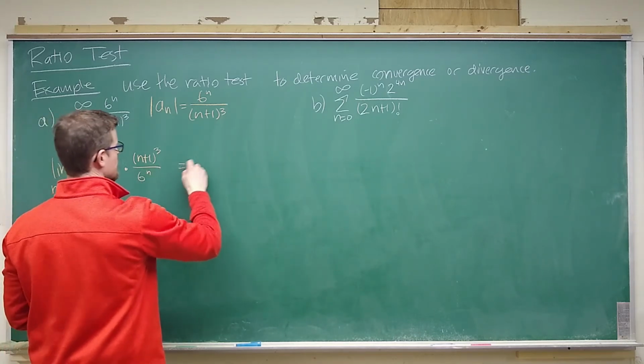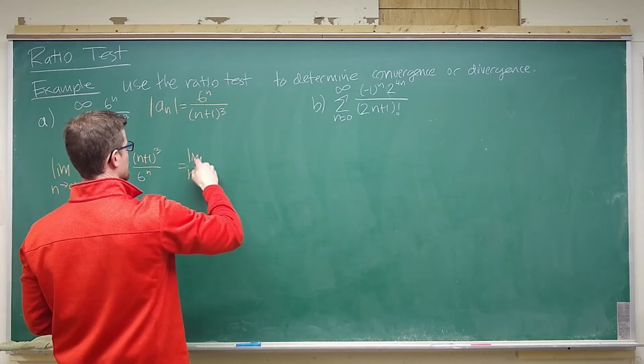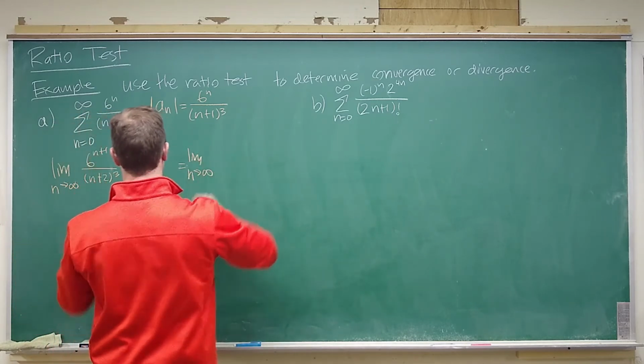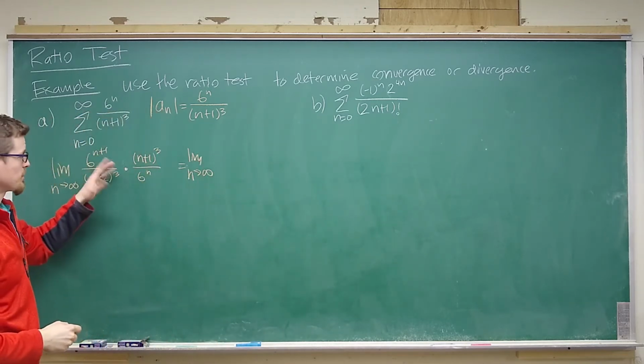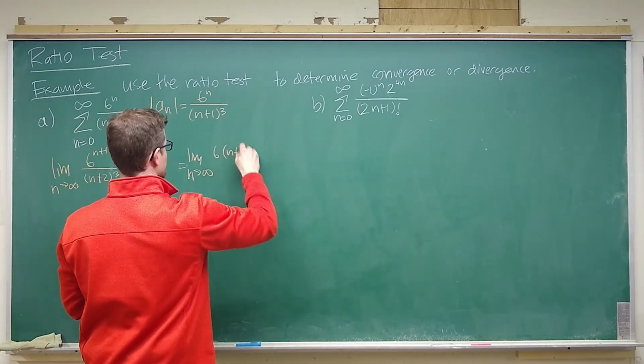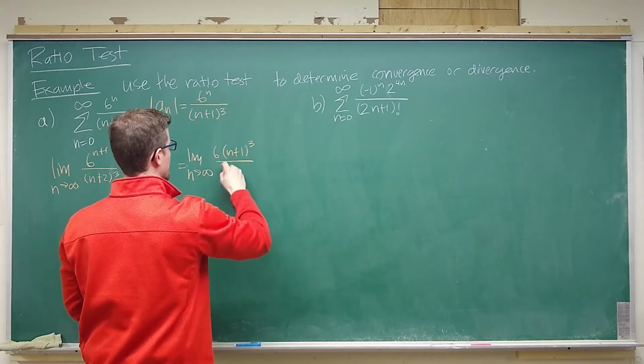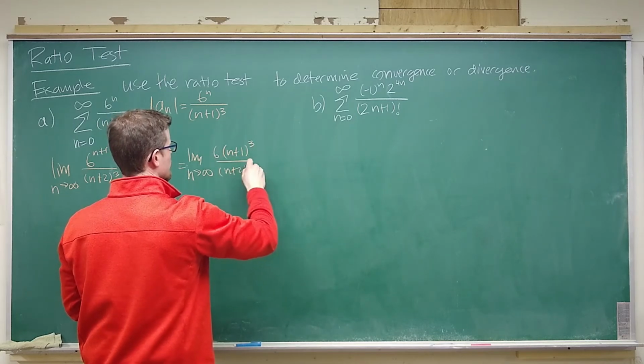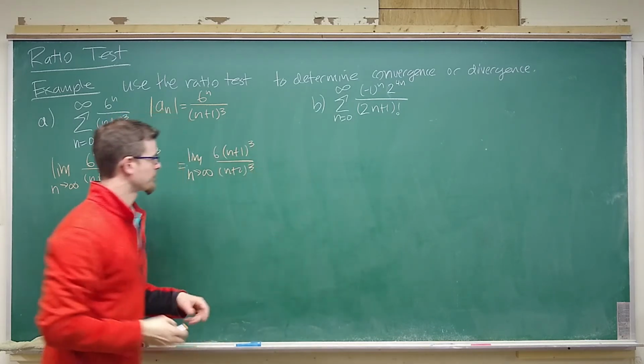Now, of course, this is equal to the limit as n goes to infinity of 6 to the n and 6 to the n plus 1 reduce. So we just have 6 times n plus 1 cubed divided by n plus 2 cubed as well. Excellent.